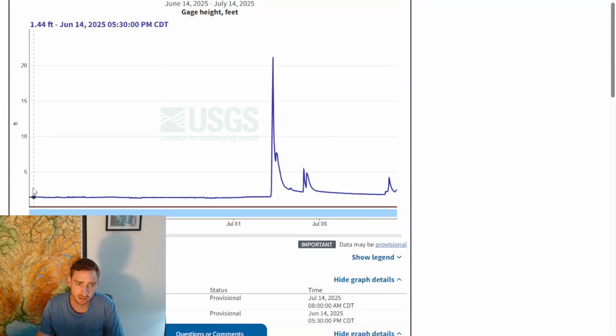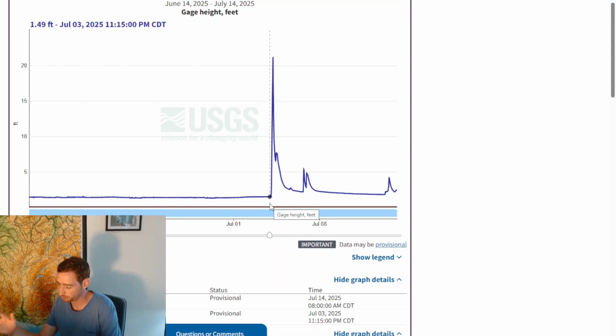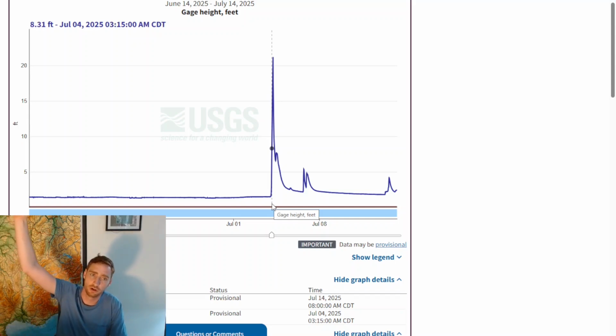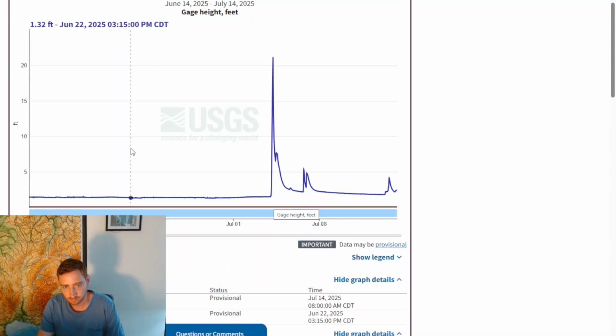And you can see that throughout the week in June and the end of June and the beginning of July, we've had a very constant low discharge of this North Fork of the Guadalupe. And then suddenly we have an enormous peak. So suddenly within literally minutes, or I guess half an hour or so, we get a massive surge all the way up to 25 feet.